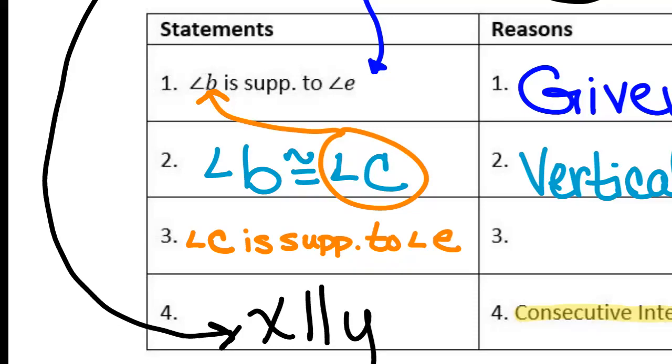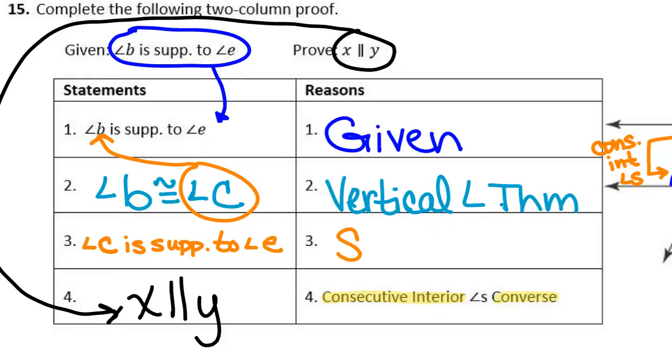When I look at what I just wrote on line 3, do I have a congruence symbol here? No. Then why am I allowed to make this replacement? Substitution. This is my substitution property.